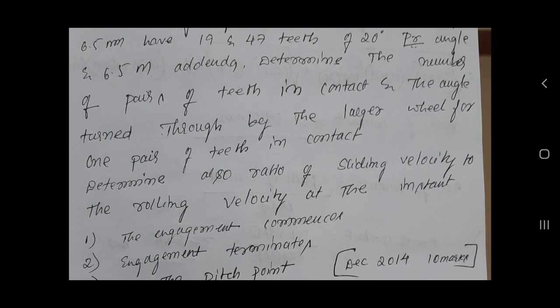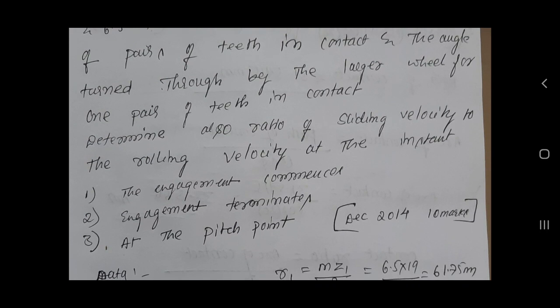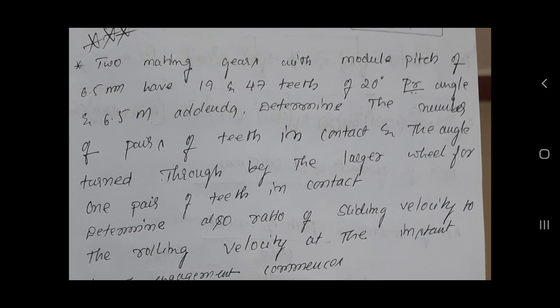Next, he is asking us to determine the ratio of sliding velocity to rolling velocity at the instant. That is a new unknown compared with what we discussed previously. This is for three instants: the beginning of engagement, engagement terminating, and at the pitch point. As per that we need to solve. First, let us segregate the data.